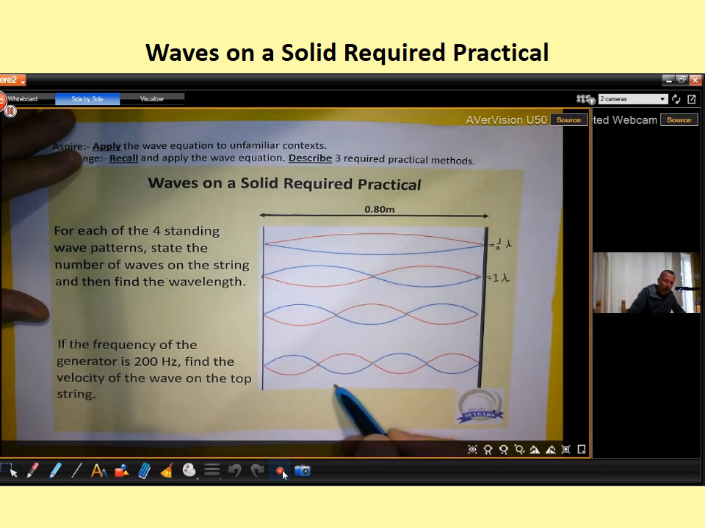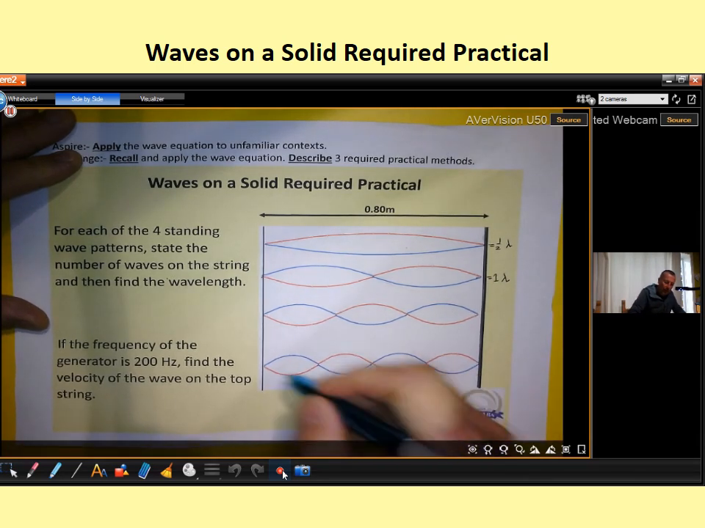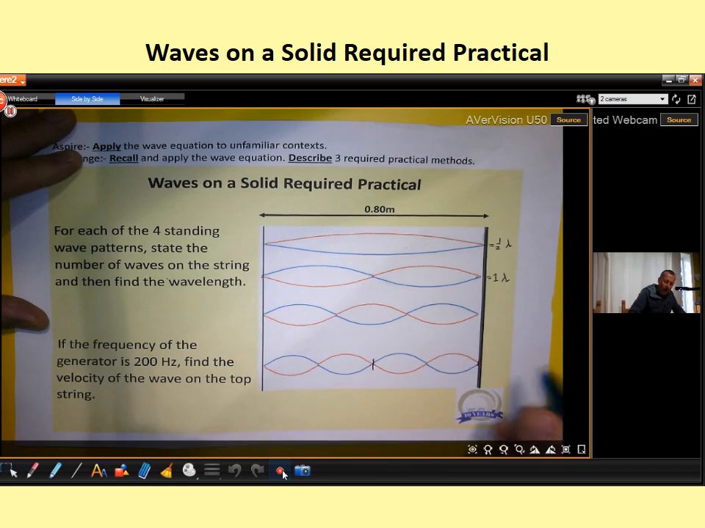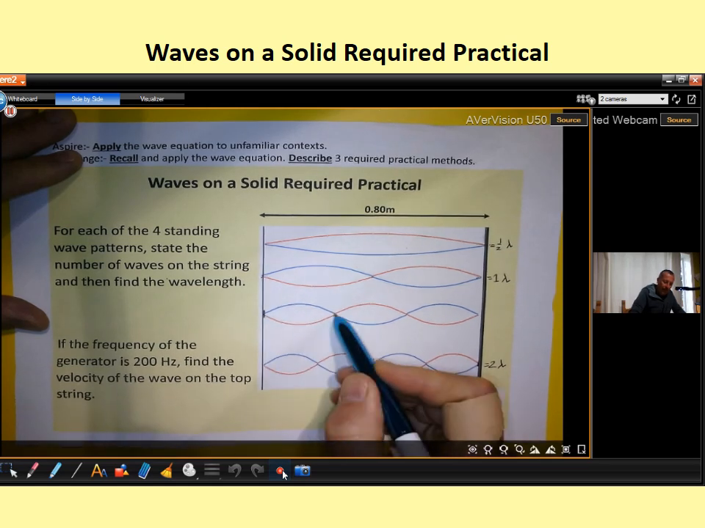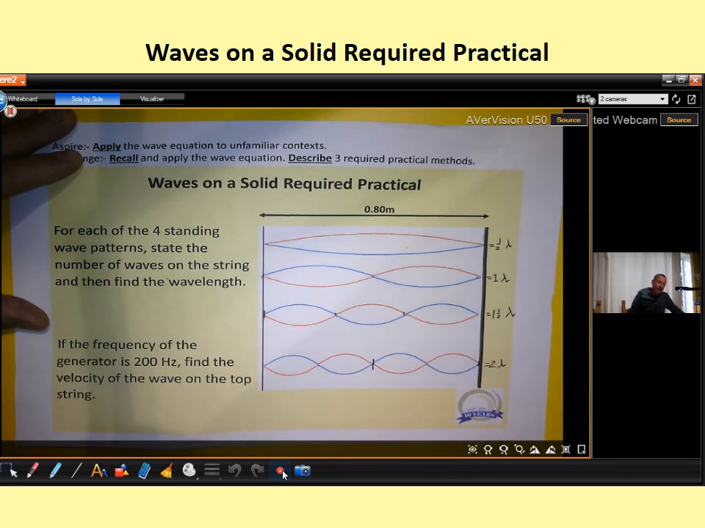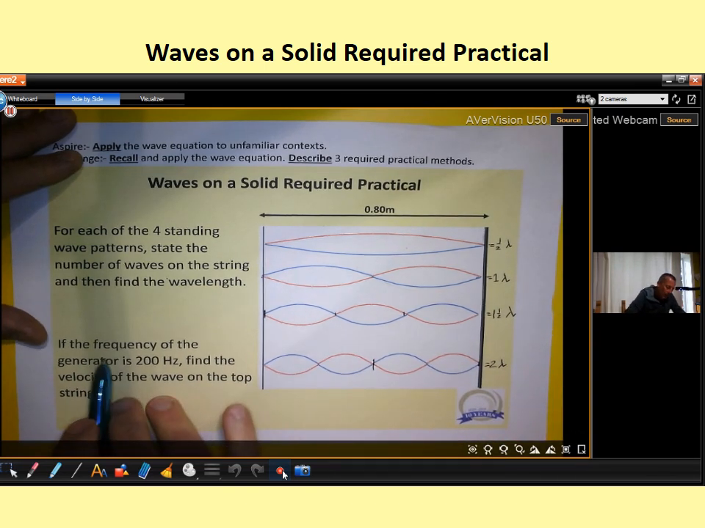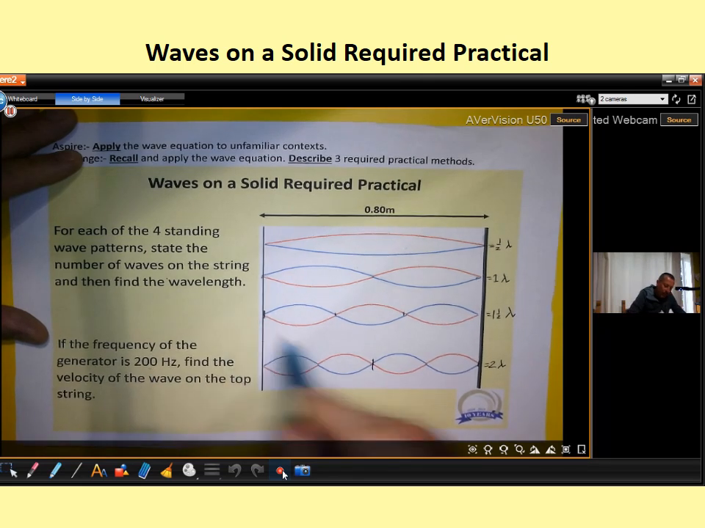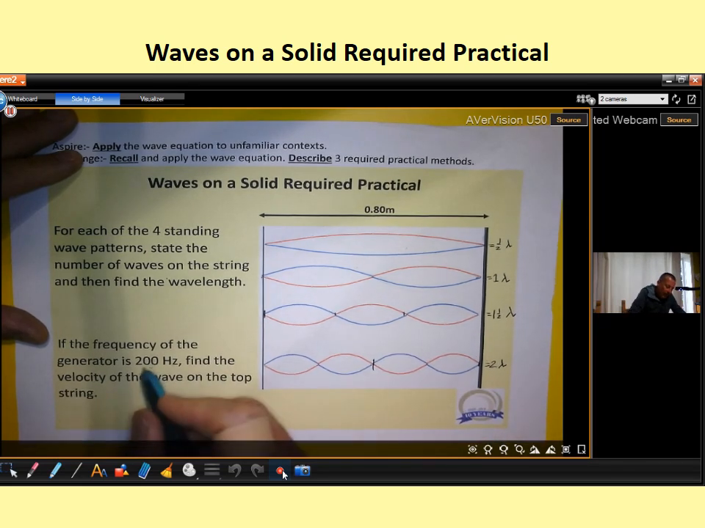I'm going to jump to the bottom one, because the bottom one is 1, 2, 2 lambda, 2 wavelengths, and then in between we've got half, 1, 1.5 wavelengths. So if the frequency of the generator that's caused this wave is 200 hertz.